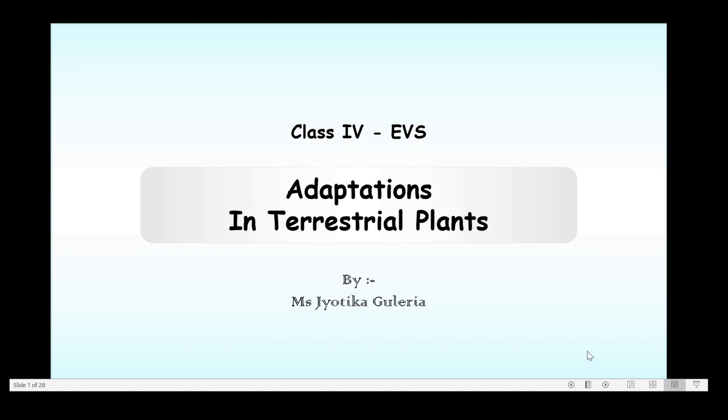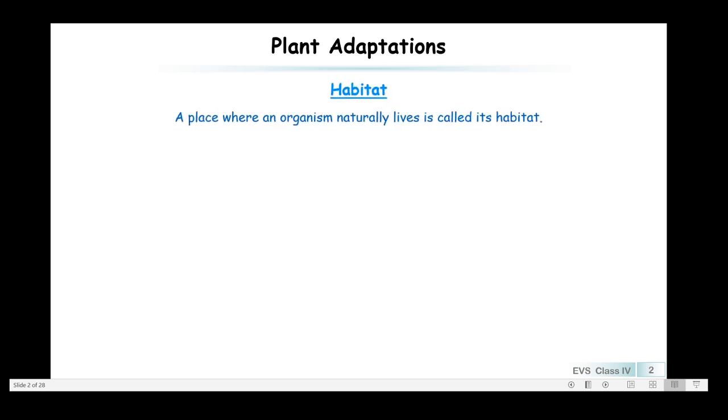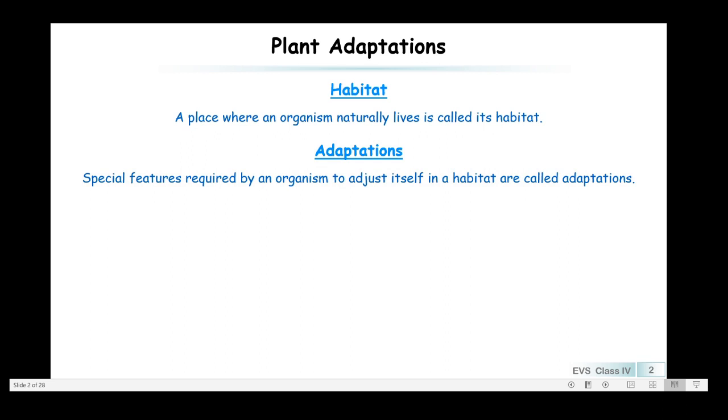So, plant adaptations in terrestrial plants. First term is habitat. A place where an organism naturally lives is called its habitat. Then we have adaptations. Special features required by an organism to adjust itself in a habitat are called adaptations. That means these are the special features which are needed for their survival.